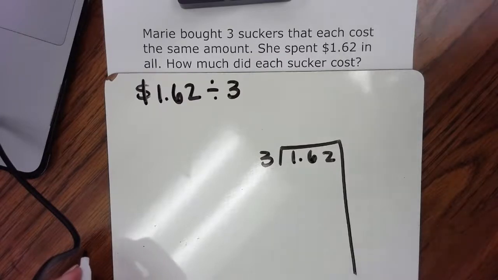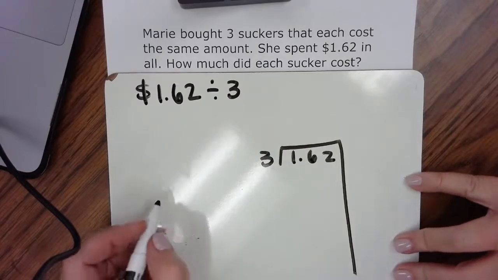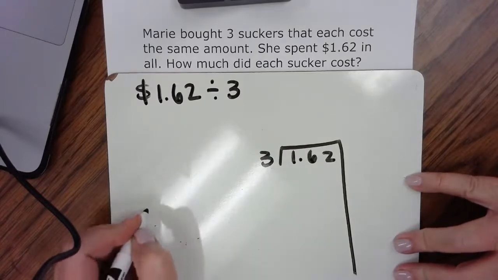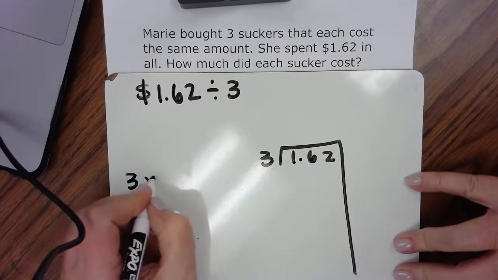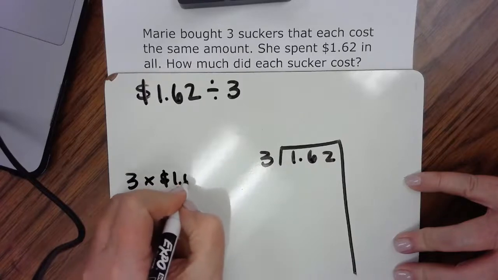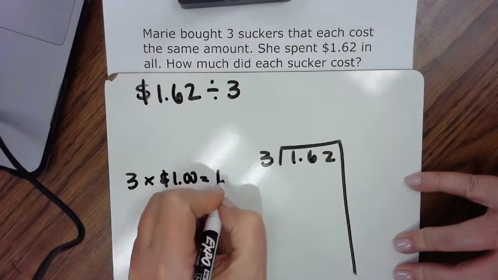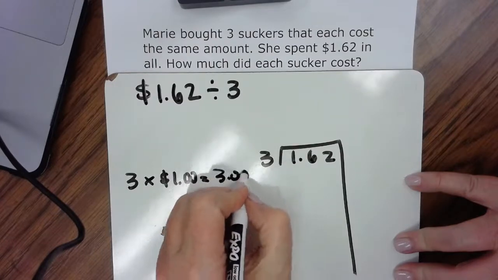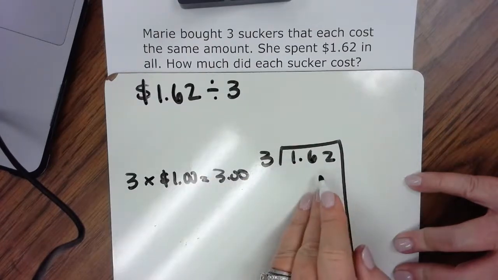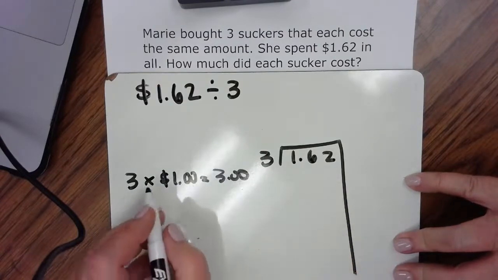Okay, so what I like to do to start with is just make a list over to the side of some facts that might be useful in solving this problem. So I know that 3 groups of $1 is going to equal $3. That's more than what Marie spent on her suckers, so that's going to be too much. Each sucker is going to be less than $1.